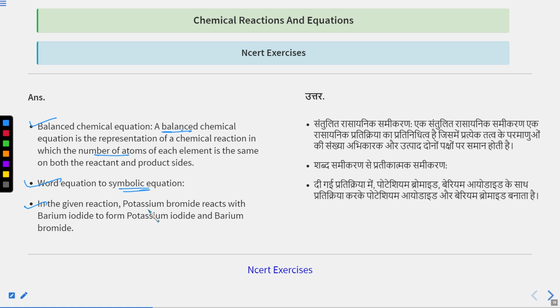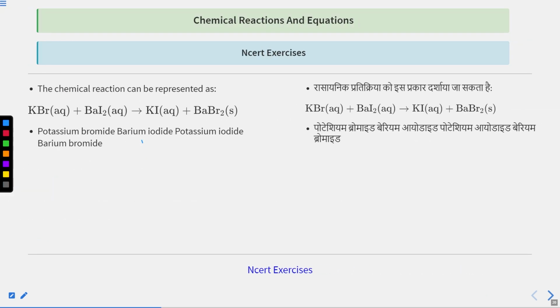In the given reaction, potassium bromide, which is KBr, reacts with barium iodide, which is BaI2, to form potassium iodide, which is KI, and barium bromide, which is BaBr2. The chemical reaction can be represented as this, the symbolic form of that particular option A: KBr aqueous plus BaI2 aqueous gives KI aqueous plus Br2 solid. So this is potassium bromide, and this is barium bromide, barium iodide.